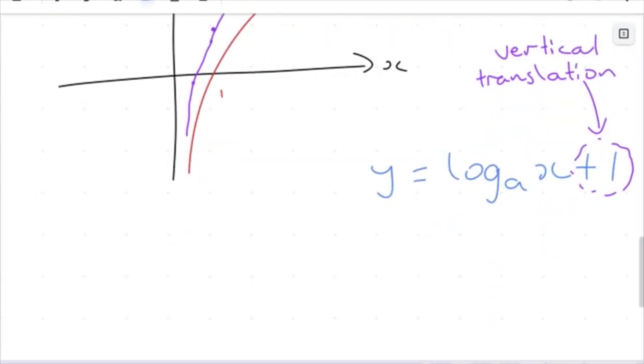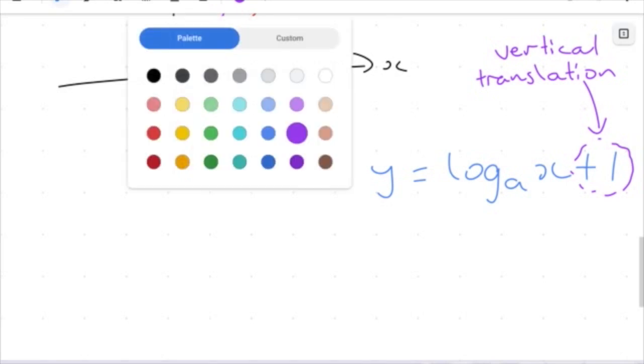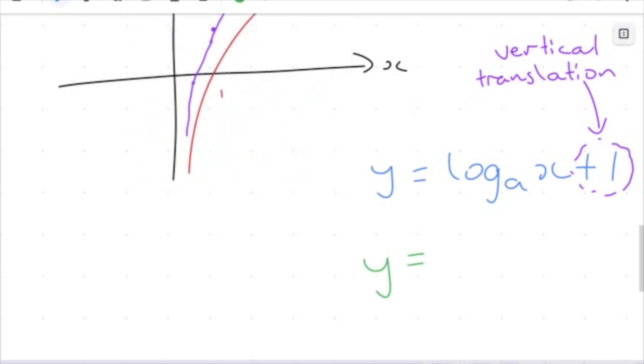Now let's try one more, and in the next video, of course, we're going to have plenty of practice sketching these with multiple transformations, but we're just slowly going through them in this video. So let's try another one. Y equals log to the base a of x plus 2.